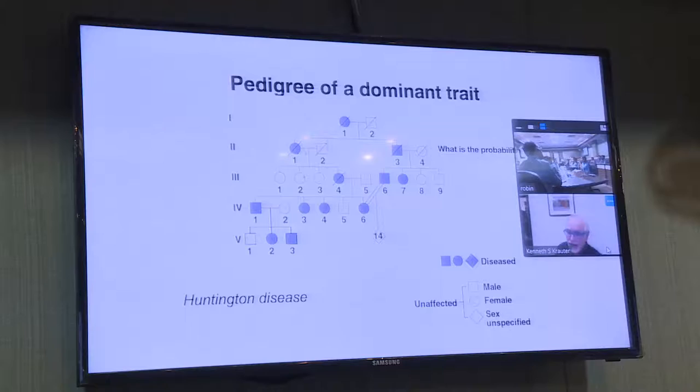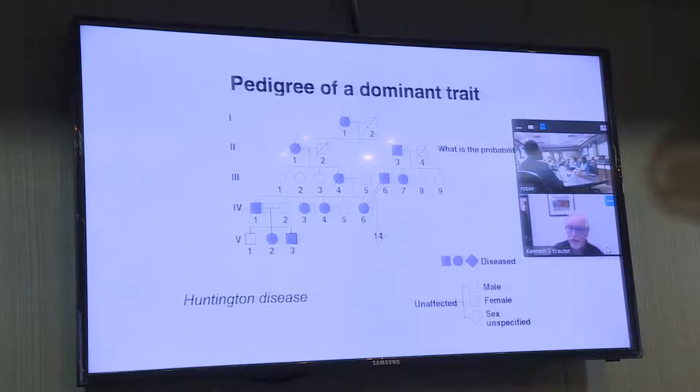And just anecdotally, Huntington's disease is a highly penetrant and lethal disease that affects individuals after the age of reproduction. So often individuals don't even know whether they're going to have Huntington's disease until they're 50 or 60 years old.